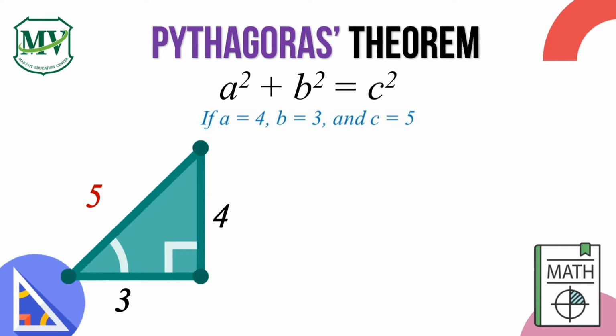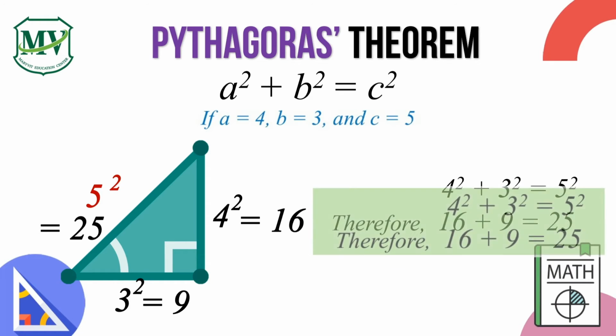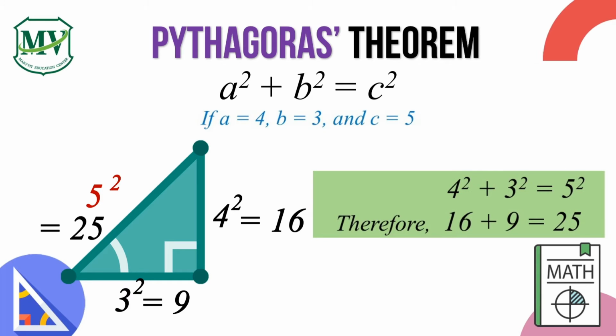If A equals 4, B equals 3, and C equals 5. Let's try to square 4. 4 squared equals 16. 3 squared equals 9. And 5 squared equals 25. Is it true that A squared plus B squared equals C squared? Yes or no? Yes, it's correct. 4 squared equals 16, 3 squared equals 9, so 16 plus 9 equals 5 squared or 25.